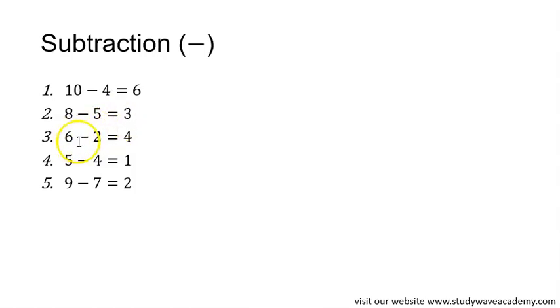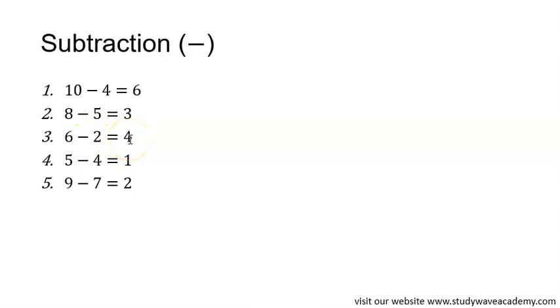next is 6 minus 2. You have to count 6 fingers and take away 2, right? You understand? So let's count 6 fingers. 1, 2, 3, 4, 5, 6. Then you take away 2 fingers. 1, 2. When you counted 2 fingers, you fold them and count the remaining, right? Let's count the remaining. 1, 2, 3, 4. So 6 minus 2 is going to give you 4.